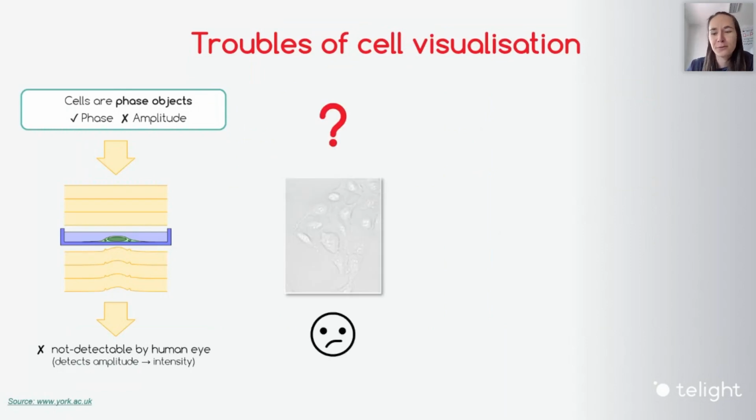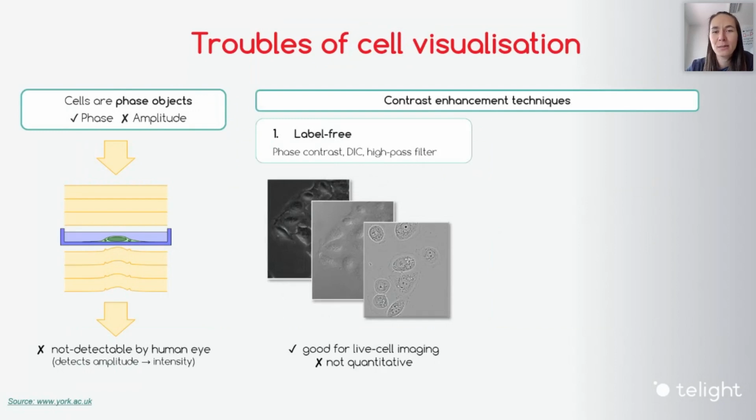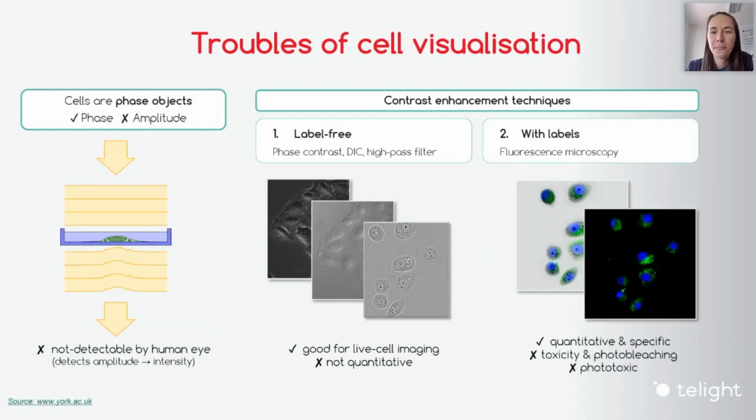Here's a typical bright field image from the microscopes. There are some methods how you can enhance the contrast of such transparent objects. Some of them are label-free, typically phase contrast, differential interference contrast, high-pass filter. These techniques are good for live cell imaging, but they are not quantitative. They allow you to visualize the cells, but not in a quantitative way.